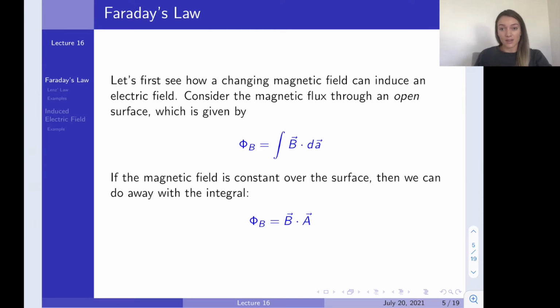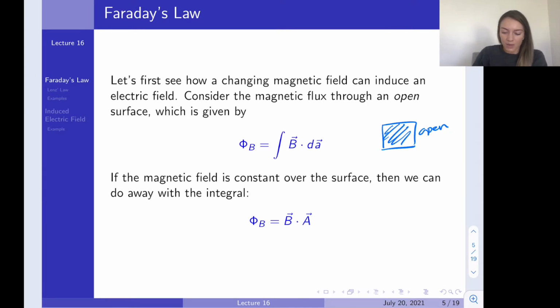Okay, so before we get into Faraday's law, let's quickly review the magnetic flux, since that's going to be the basis of our Faraday's law. Remember, the magnetic flux, just like the electric flux, is given by the magnetic field dotted into some area. Here, this is an open surface, just like a flat sheet, a square. So we're not looking at any closed surfaces like a sphere or a closed cylinder. We're just looking at open surfaces for this.